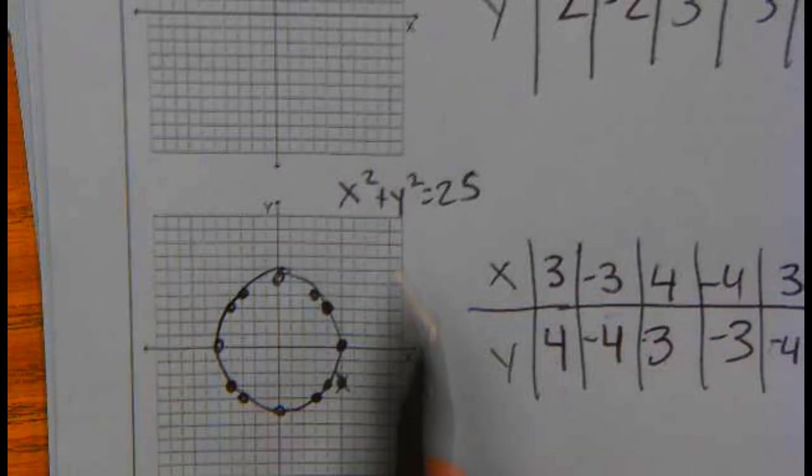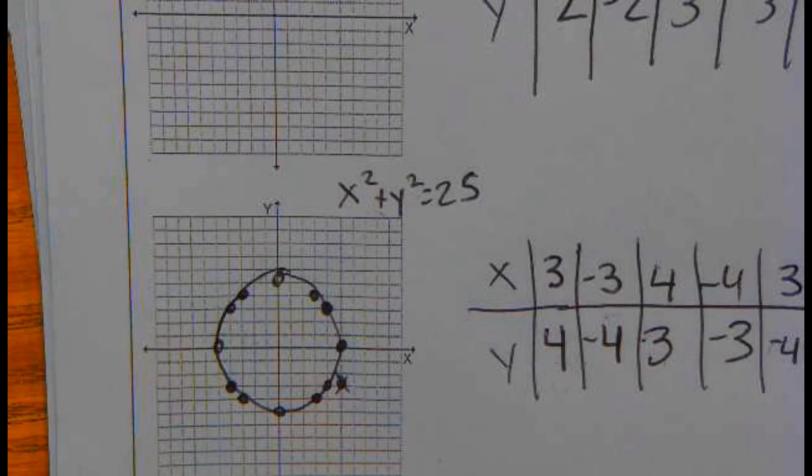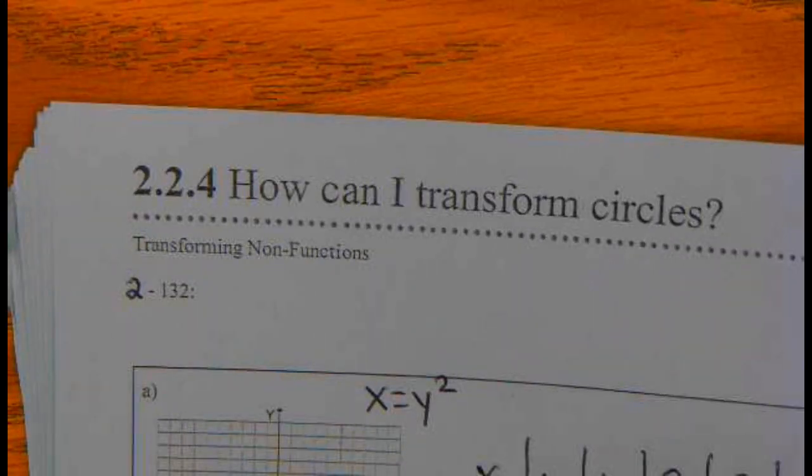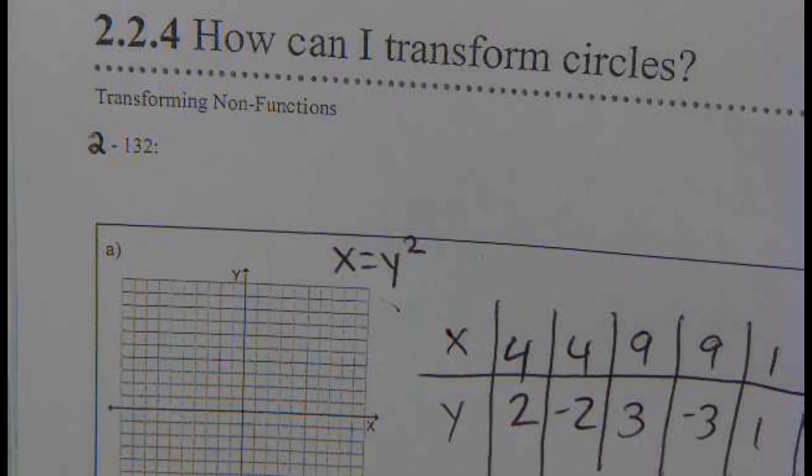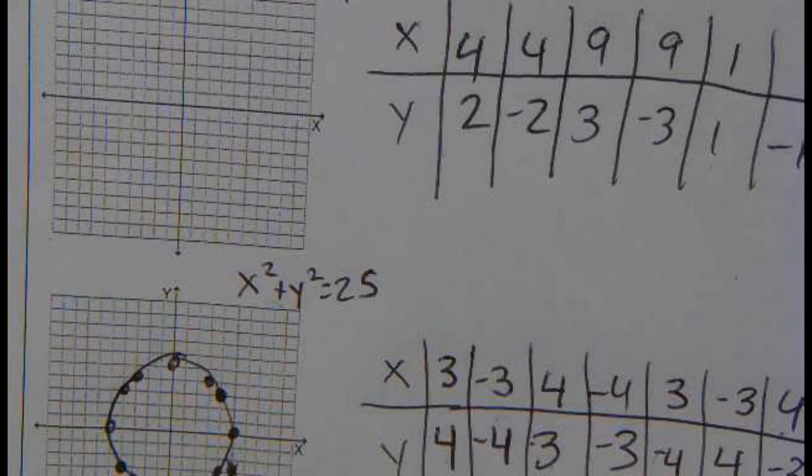So a graph of an equation that's in this form, x squared plus y squared equals something, will always be a circle. Okay? An equation in this form, x equals y squared. Well, we already knew y equals x squared was a parabola. X equals y squared is a sideways parabola. So those are just some new equations and graphs. Were these equations functions?